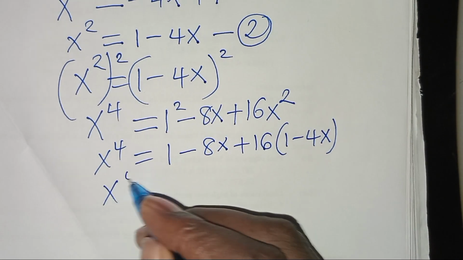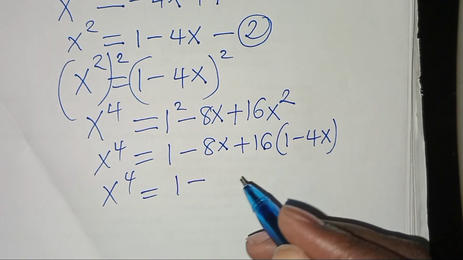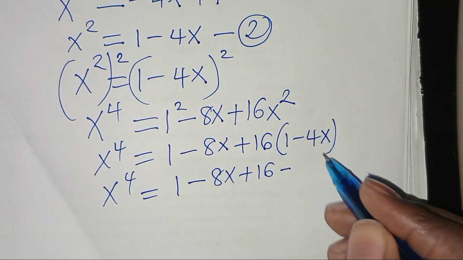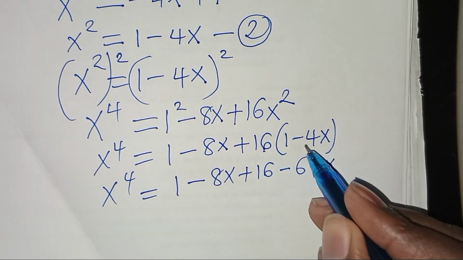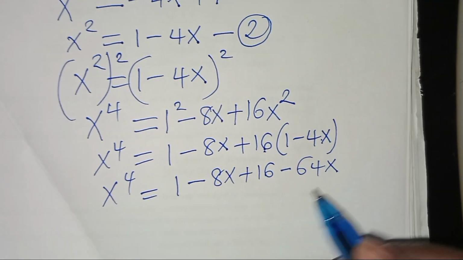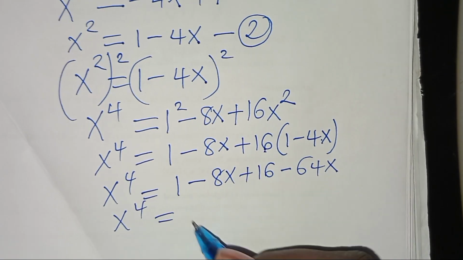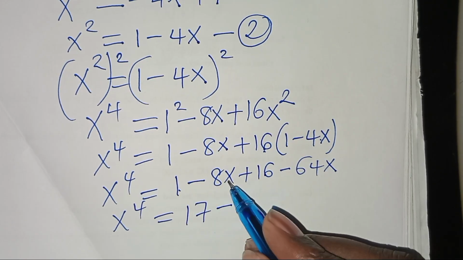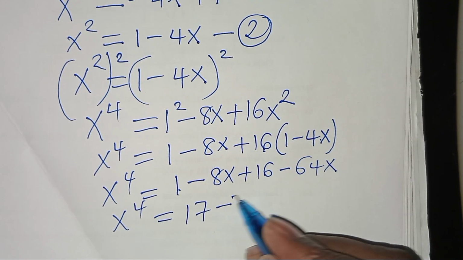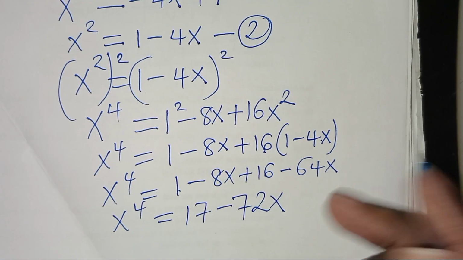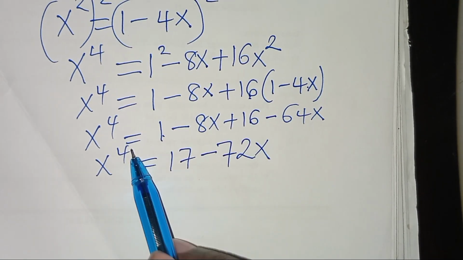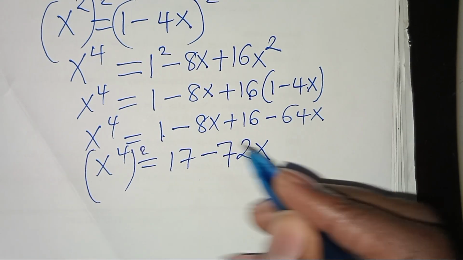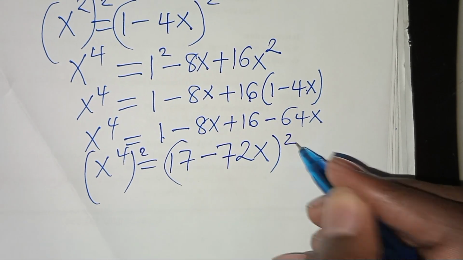So now x to the power 4 is equal to 1 subtract 8x plus 16 subtract 64x. 16 times negative 4x is negative 64x. So x to the power 4 is equal to 1 plus 16, which is 17, subtract 8x minus 64x, this is minus 72x. Now this is x to the power 4. So let's proceed. Now let's square both sides again.